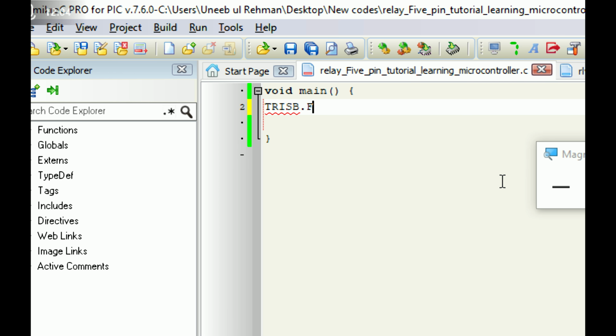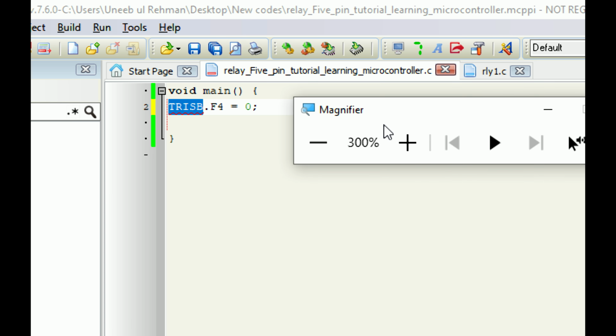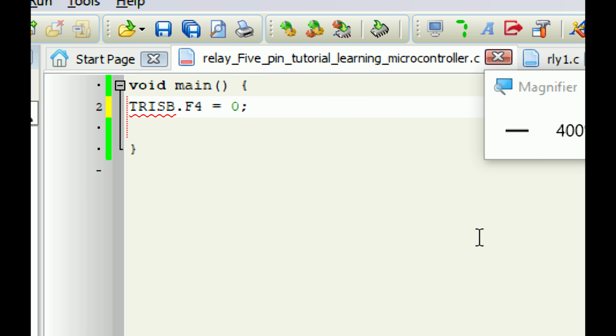TRISB.F4 equals 0. So this command TRIS is the name of the register which defines the direction of a pin. B is the port. This is the pin name. 0 means the pin has been declared as output. So for the relay we need an output pin, because we are sending data to the pin.